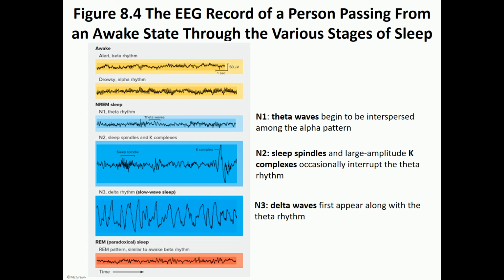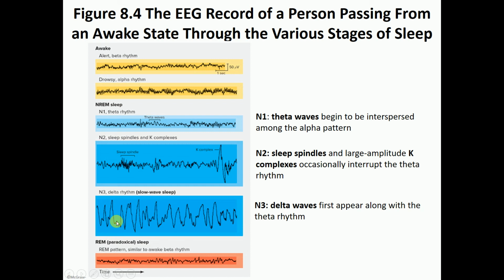Now, these larger amplitude K complexes are the brain registering things happening while the person is sleeping. If there is a sudden noise, for example, the brain will pick that up. The patient didn't wake up, but it did register in the brain. So these K complexes are just interruptions from different senses, whether noises or flashes of light and so on, as they're sleeping.